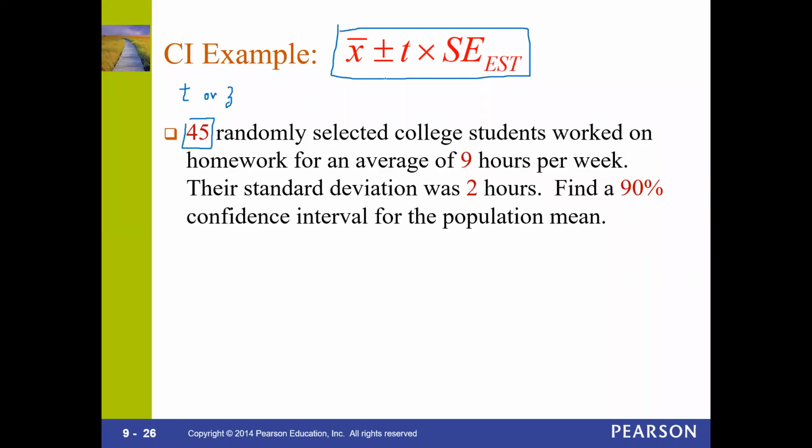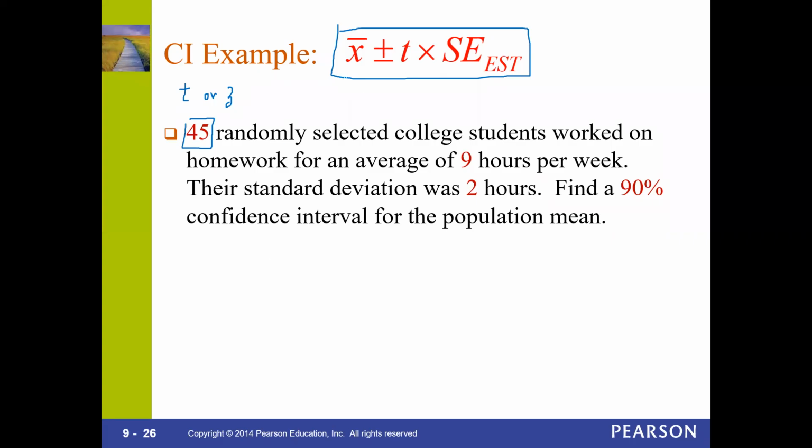But if they give you the T, the answer is kind of the same. The answer will be the same whether you use Z or T, because this is a large sample, more than 25. But if I say T, I also need something called the degree of freedom.